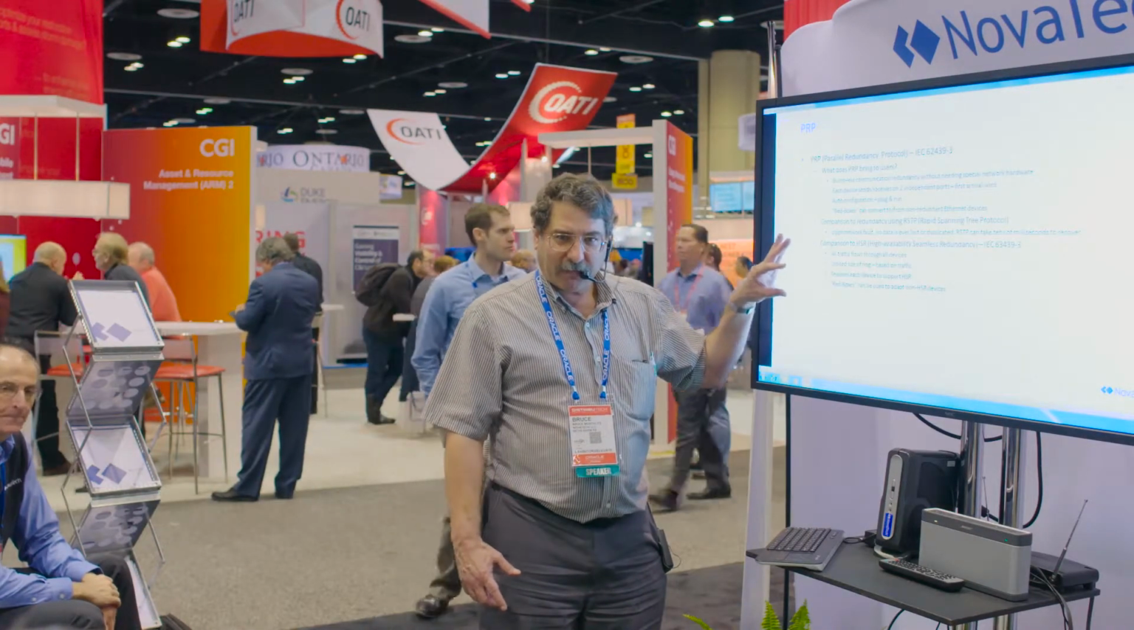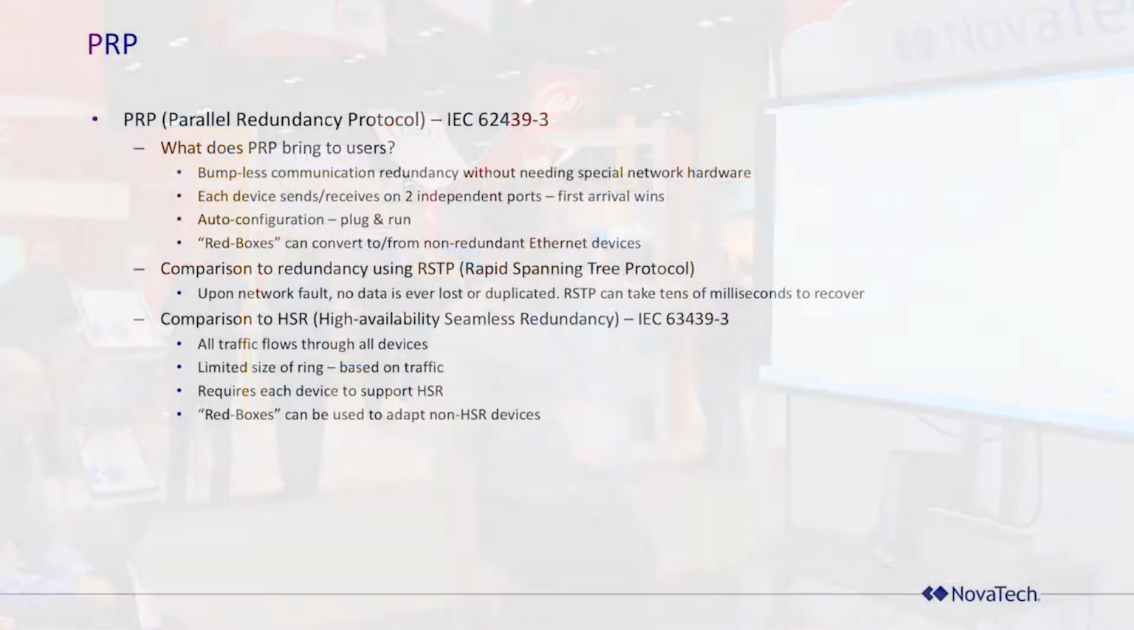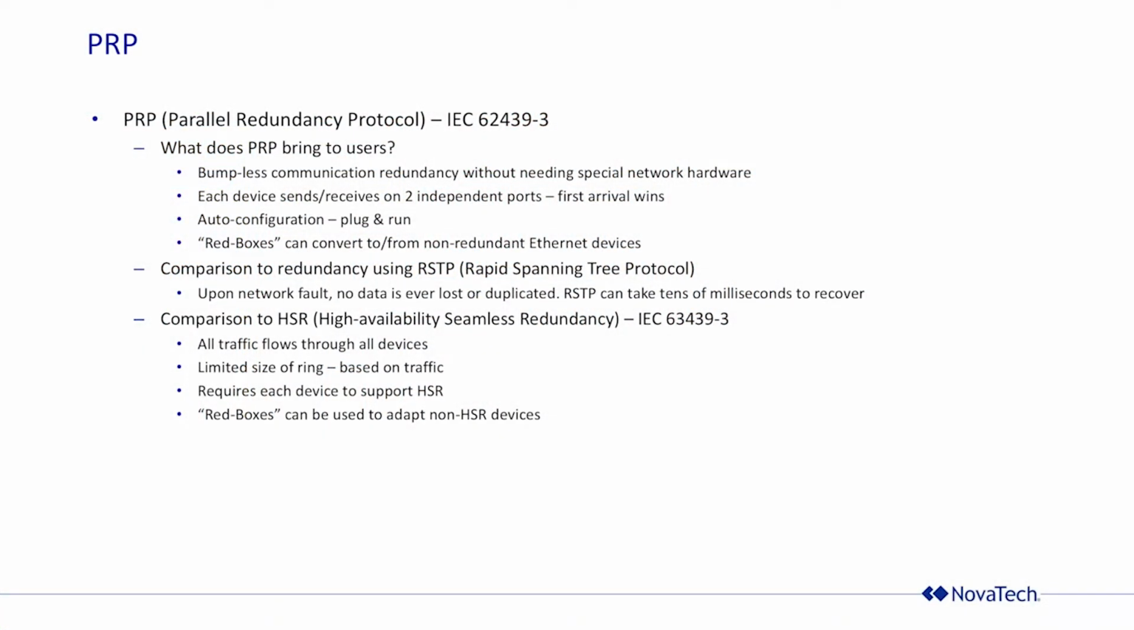In a normal office type environment with switches, you have this protocol called RSTP, Rapid Spanning Tree Protocol. During the reconnection process, that can take up to 50 milliseconds. In an office environment, no one will ever notice their email didn't get through in 50 milliseconds. In a substation or a real-time automation system, that's death. You really can't have that. You need something that actually has zero packet loss. So they call that the bumpless redundancy system.